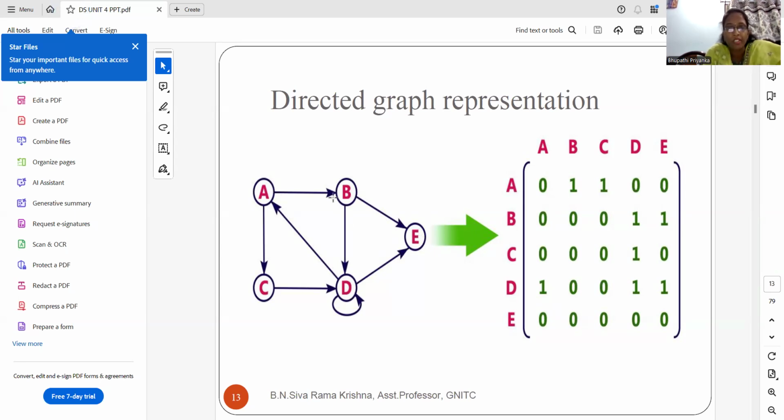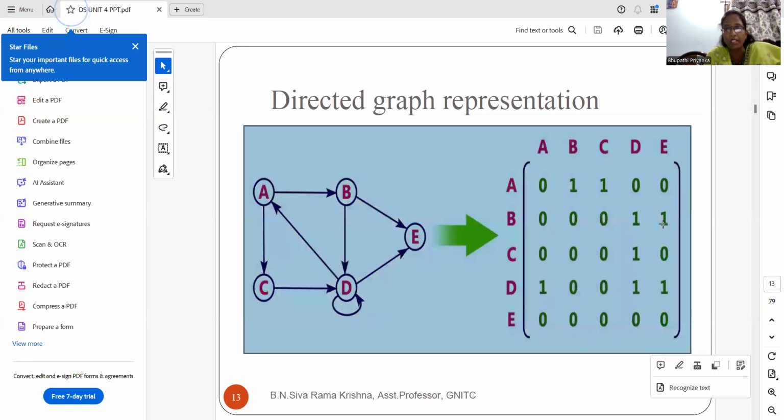Next, B to A, we have an edge, but we don't have any direction to travel towards A. That is why we are taking it as 0. Next, B to B, we don't have any self loop. So 0. B to C, we don't have any edge between B and C. So 0. B to D, we have an edge between B and D and it is showing towards the vertex D. That is the reason here we are taking the value as 1. B to E, we have an edge connecting to E and it is in the direction of the vertex E. So 1.